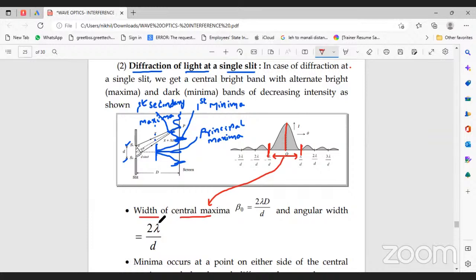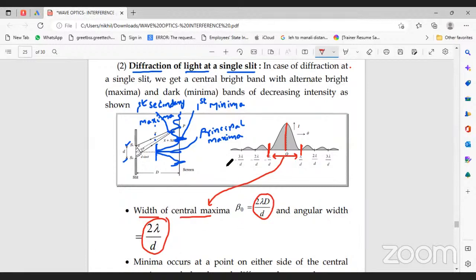What is the width of the central maxima formula? 2 times lambda divided by small d. Please remember, lambda is the wavelength, small d is the width of the slit. In this, you have two formulas. One is 2 lambda capital D by small d. The other one is only lambda by small d. What is that difference, Ajay?